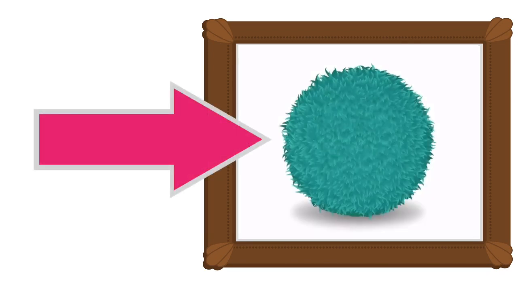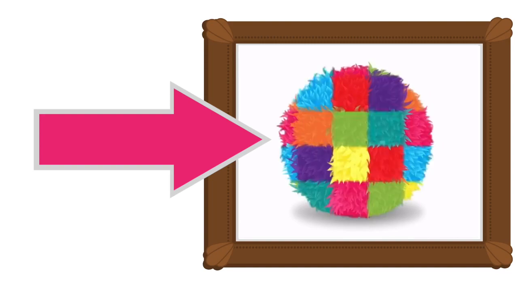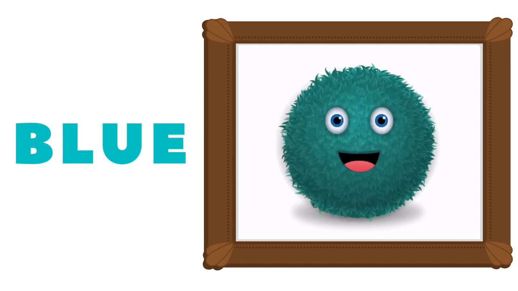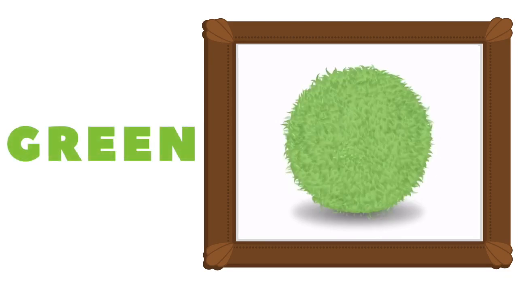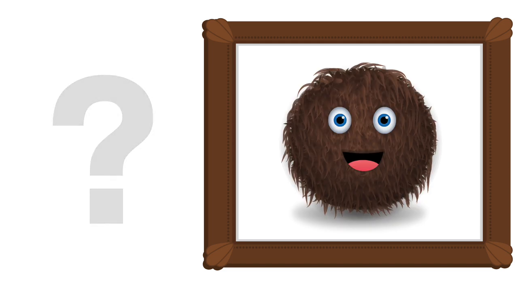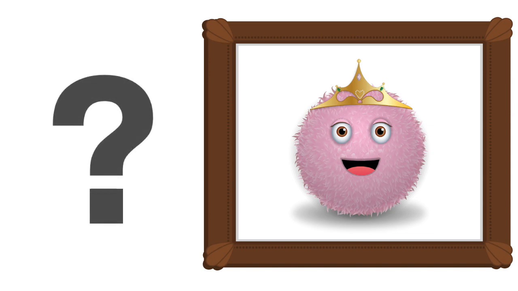All fuzzes have a body color. Body color is a property, but you can change the body color. For example, the body color for Blue Fuzz is blue, while the body color for Simon is green. You try. What's the body color of Shaggy? Here I go. What about Princess?